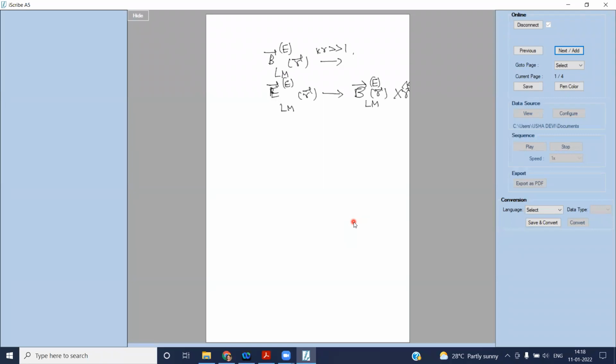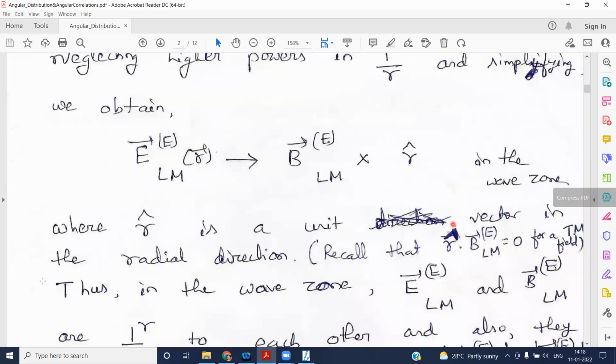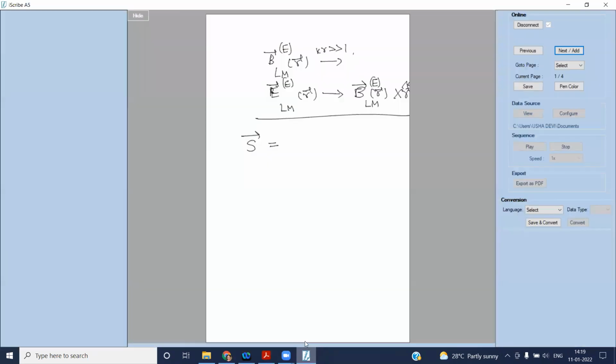My intention is to find the Poynting vector corresponding to a given multipole value. I want to know the angular distribution of energy. So I am taking the electric field and the magnetic field in the known region, that is the wave zone, because I'm looking at detecting the gamma ray in the wave zone. So first, I want to tell you the properties of these electric and magnetic fields. EELM is given by BELM crossed with R.